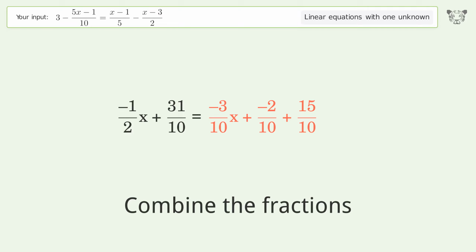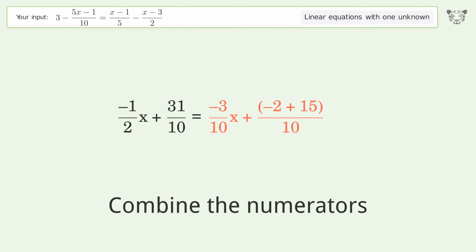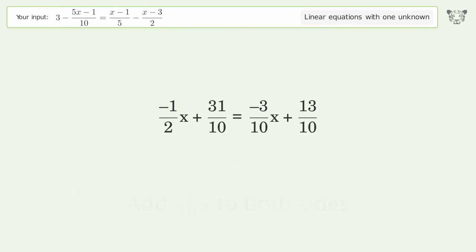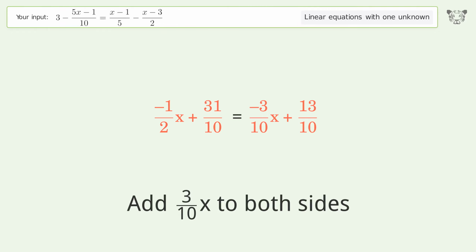Combine the fractions. Combine the numerators. Group all x terms on the left side of the equation. Add 3/10x to both sides.